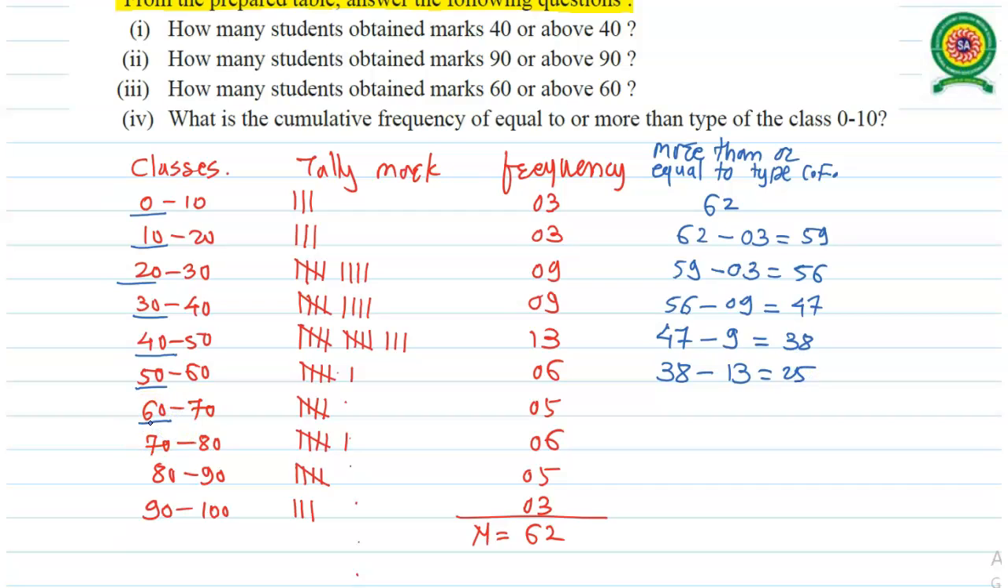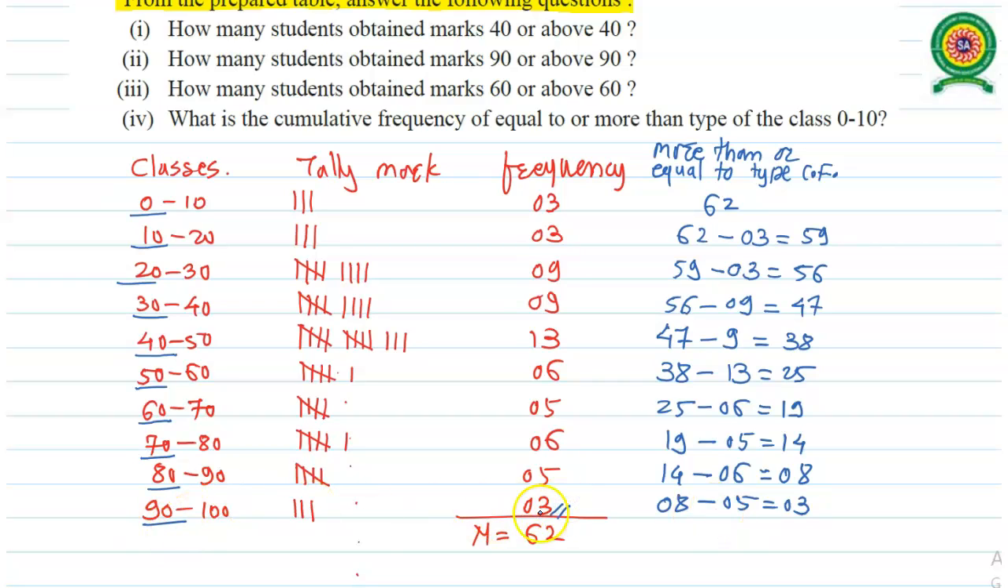Now number of students those who had obtained the marks 60 or more than 60, 25 minus 6, we have 19. Now number of students obtained the marks 70 or more than 70, we have 19 minus 5, that should be equal to 14. Now number of students who obtained the marks 80 or greater than 80, that is 14 minus 6, we have 8. And at last the number of students who obtained the marks 90 or more than 90, we have 8 minus 5, that is equal to 3. So that is equal to the frequency of the respective class.